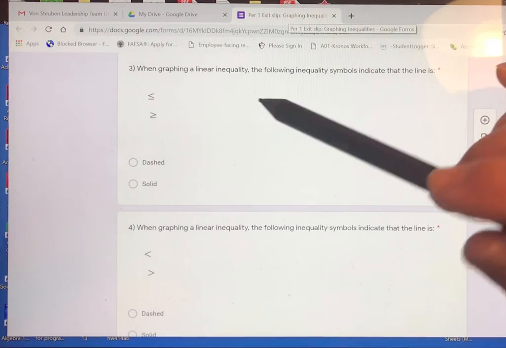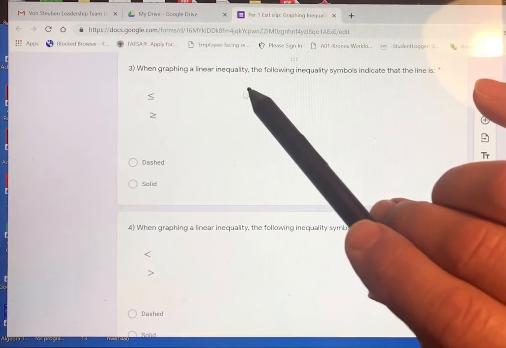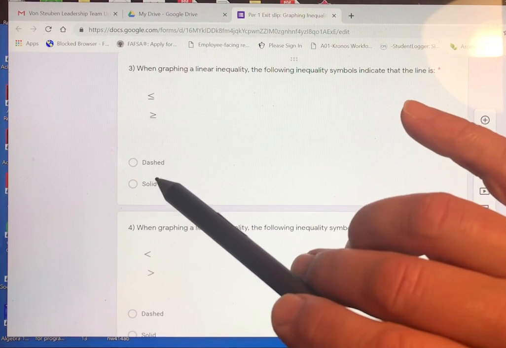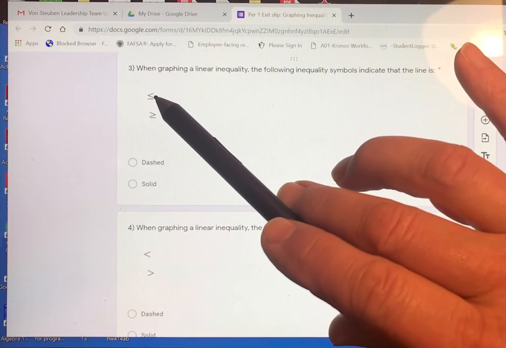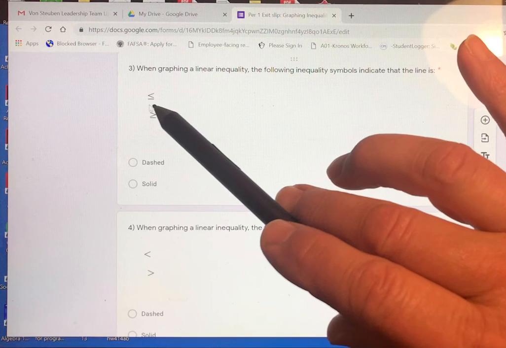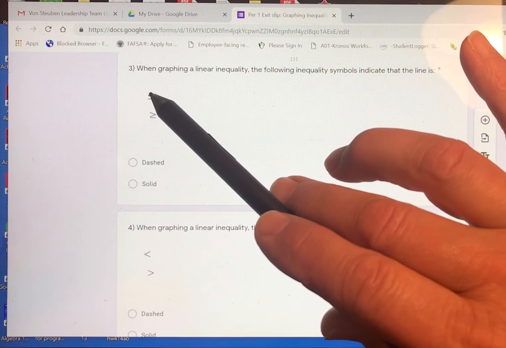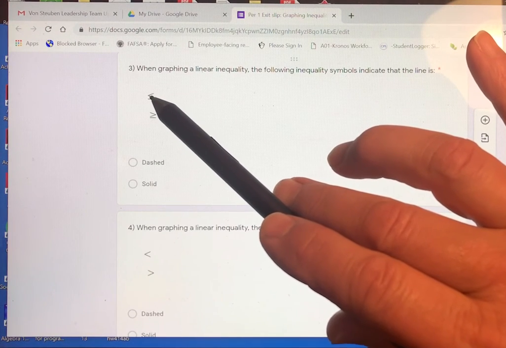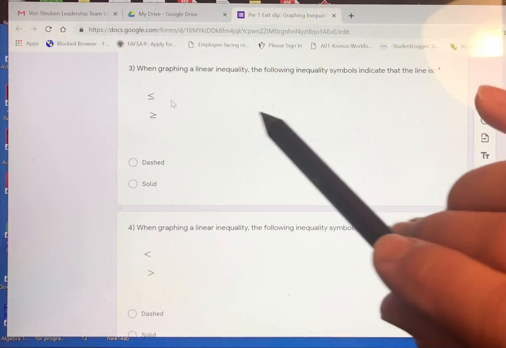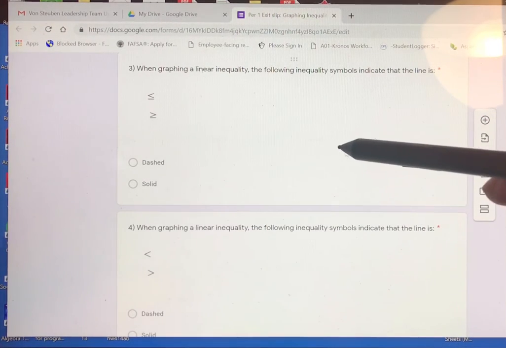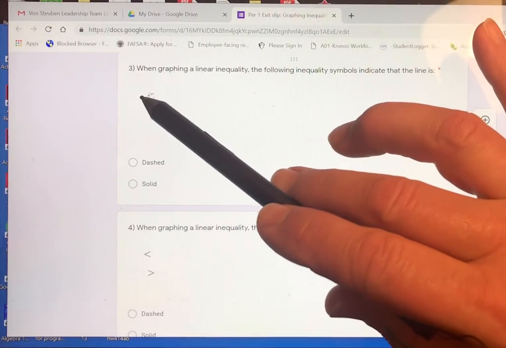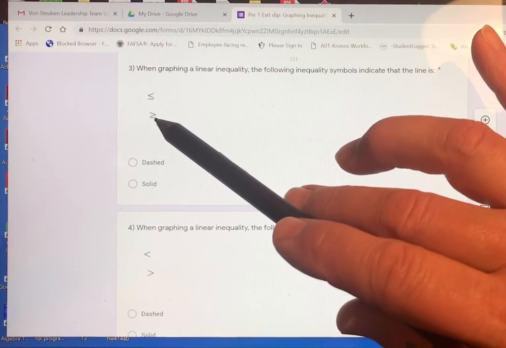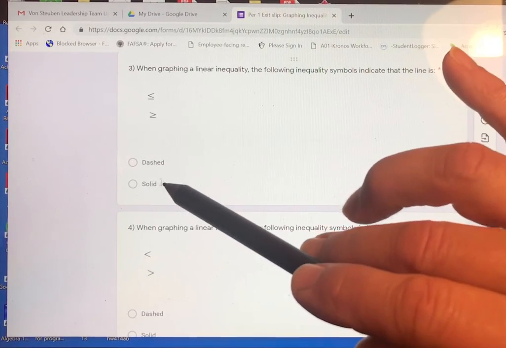For number 3, we are asked to find out whether or not this is a solid or a dashed line when we graph an inequality that has these symbols. Now, this is a less than or equal to, this is a greater than or equal to, and because of that equal sign, we are going to include the line as part of our solution set. So if that appears in an inequality, then that's going to be a solid line.